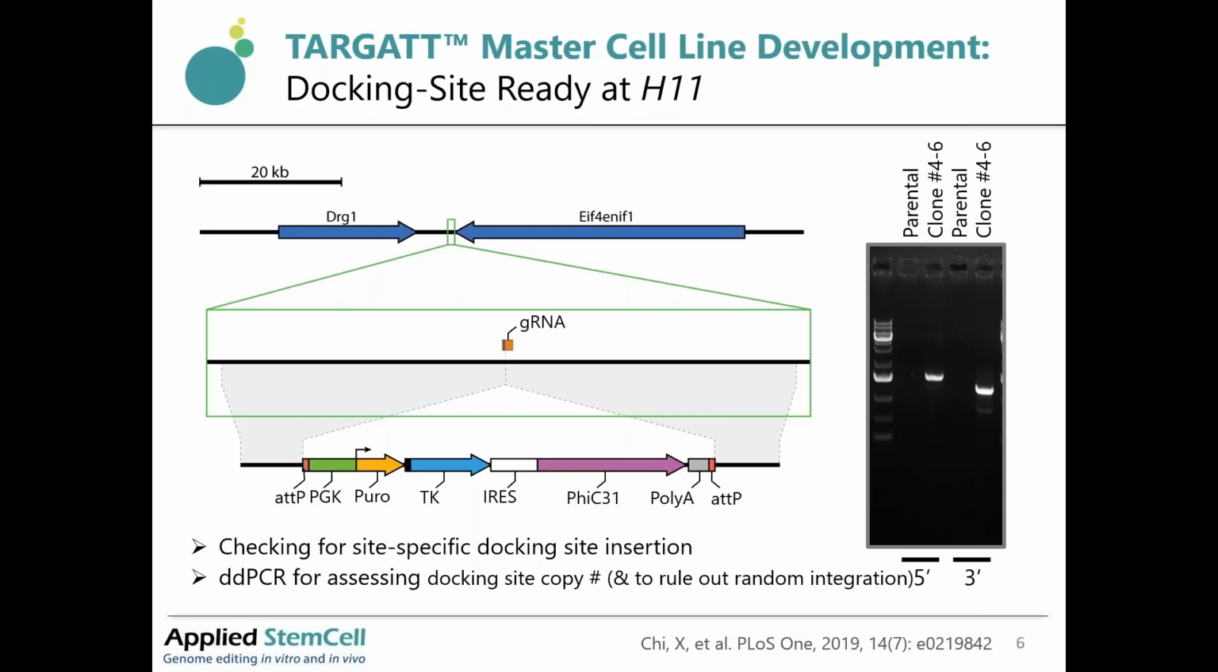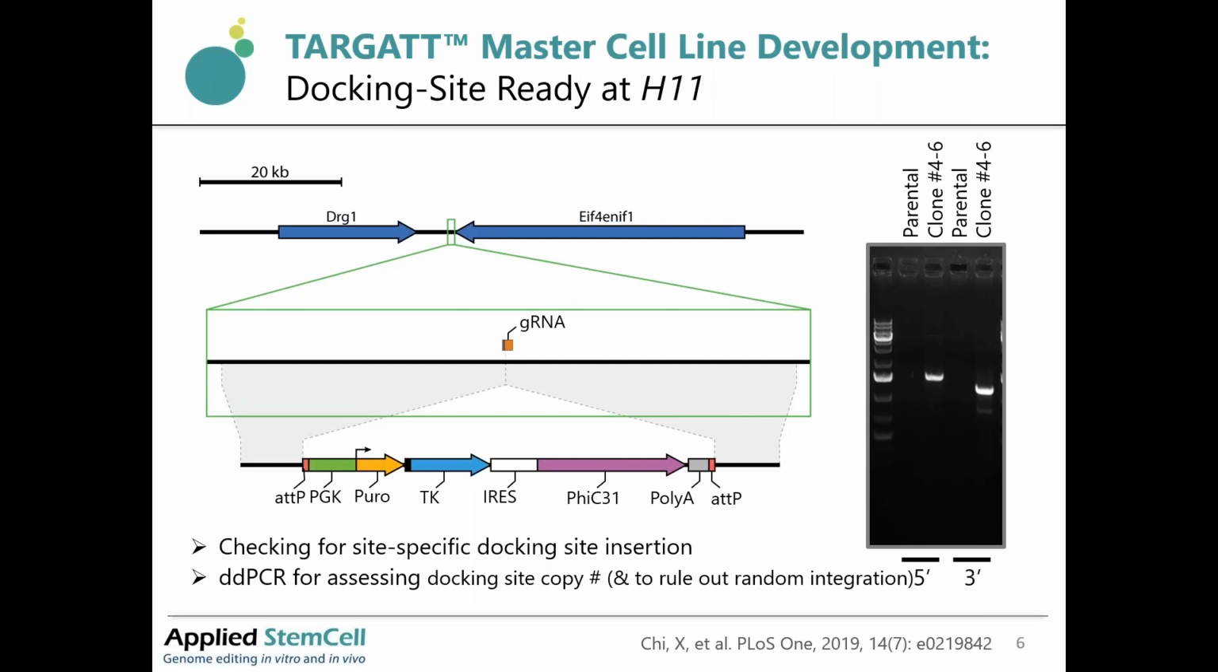To make the master cell line with the docking site ready for the TARGATT system, we tried our benchmark locus at H11 first. So here shows the master cell line development. Firstly, CRISPR-Cas9 technology was used to generate the master cell line with the landing pad inserted at H11. The landing pad, as I described earlier, contains two attP sites, puromycin, TK, and phiC31, all driven by the PGK promoter.